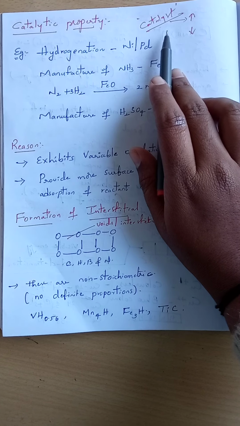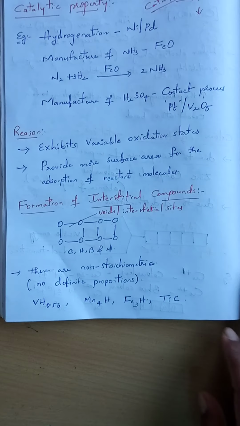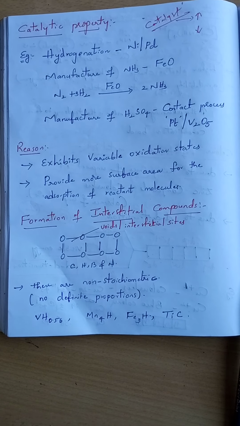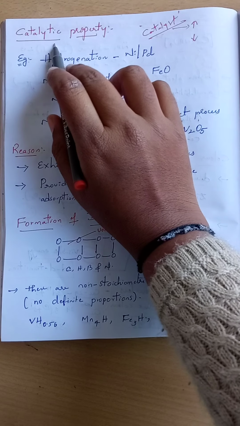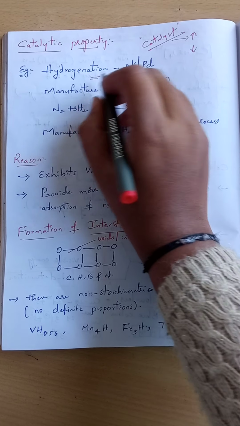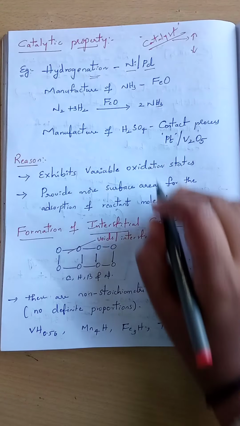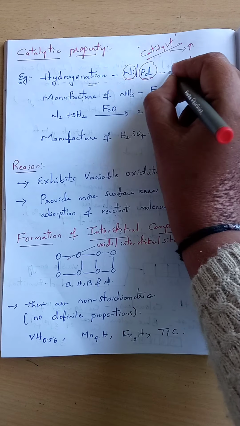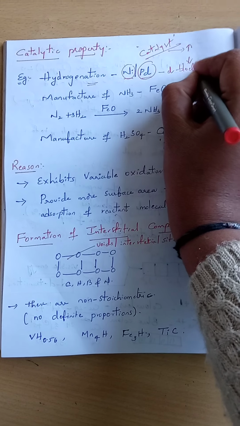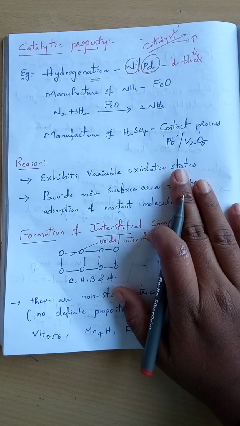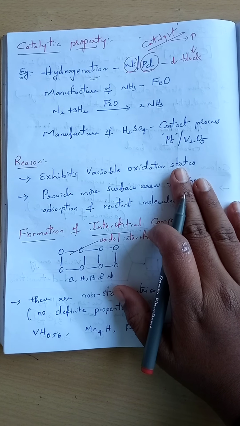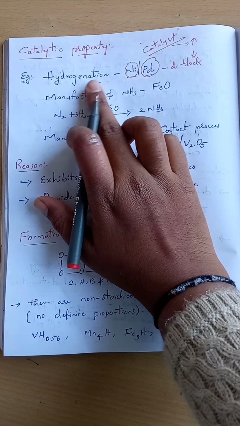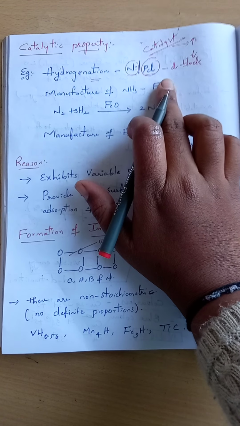One of the best examples is the hydrogenation of alkenes to alkanes or alkynes to alkanes. So the hydrogenation reaction is the best example of a catalytic reaction. In such reactions we can use nickel or palladium as a catalyst. Both nickel and palladium belong to D block elements. So one example: hydrogenation of alkenes and alkynes can be done in the presence of nickel and palladium.